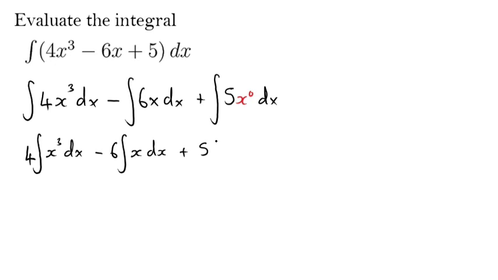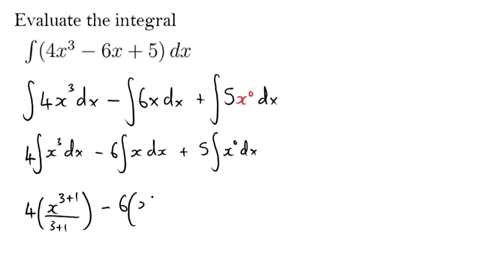The constant here is 5. I remain with x raised to the power 0 with respect to x. So for the first one, this is 4. To integrate what I have here, I will say x^(3+1) divided by the same 3+1. So to the power of x, we're just adding 1. Same thing here, 6, then we have x^(1+1) divided by 1+1. Here we have 5, then we have x^(0+1) divided by 0+1. Since this is indefinite, we're going to add the constant of integration c.